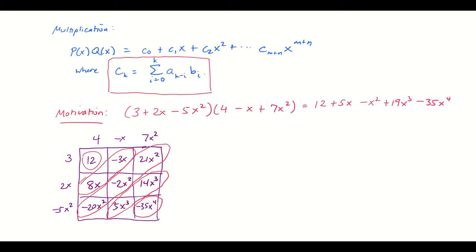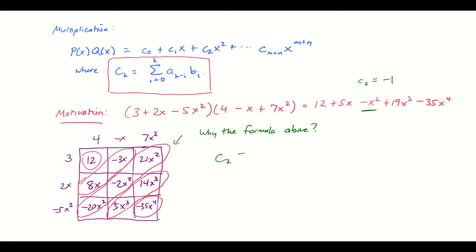So the question is, why the formula above? Probably the best illustrative example here is to look at what we would have ended up calling c sub 2 in the above formula. c sub 2 is the coefficient of the x squared term in the product. In this case, we got c2 equals negative 1. Negative x squared was that term.